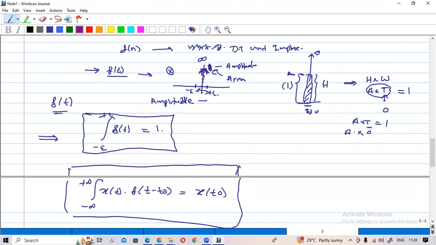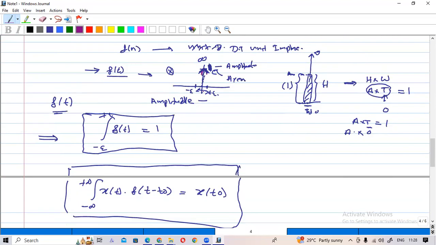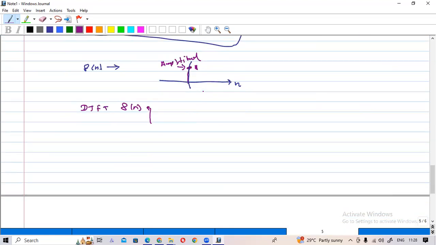So if I use this equation, for x[n], the discrete time Fourier transform will be the sum from minus infinity to plus infinity of x[n] e to the power minus j omega n. This is the discrete time Fourier transform of x[n].